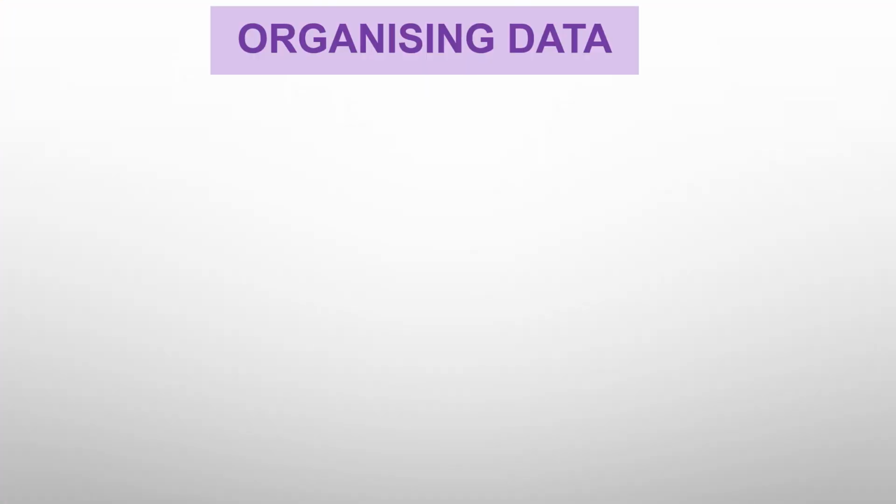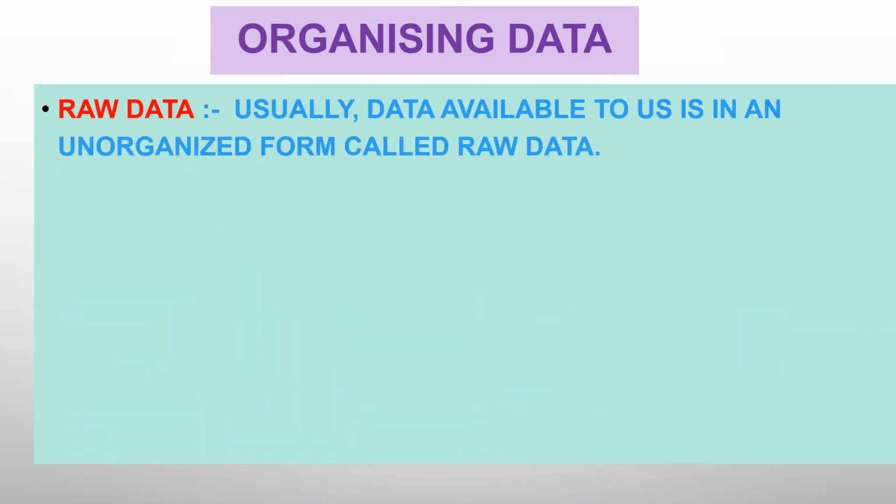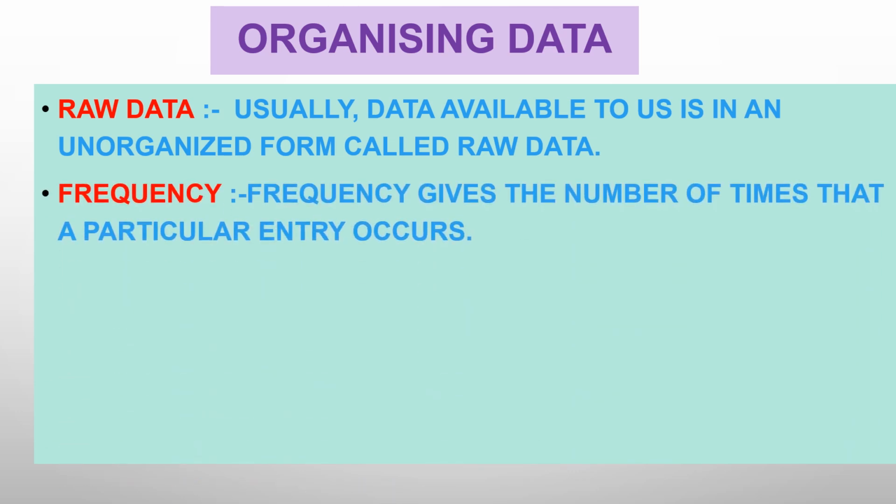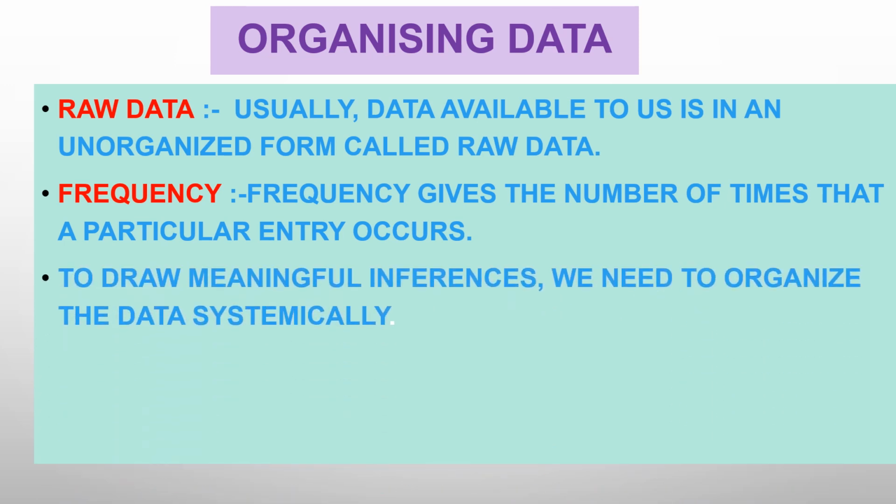Organizing data. Usually the data is available to us in an unorganized form called raw data. What is frequency? Frequency is the number of times that a particular entry occurs. To draw meaningful inferences, we need to organize the data systematically.